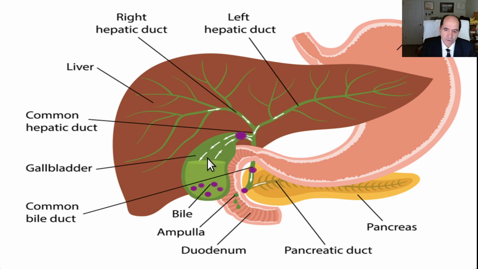And that can cause acute cholecystitis, and that can require surgery. You can surgically remove the gallbladder. You can put a drainage tube across the liver into it. That's called a percutaneous cholecystostomy. I did hundreds of those.